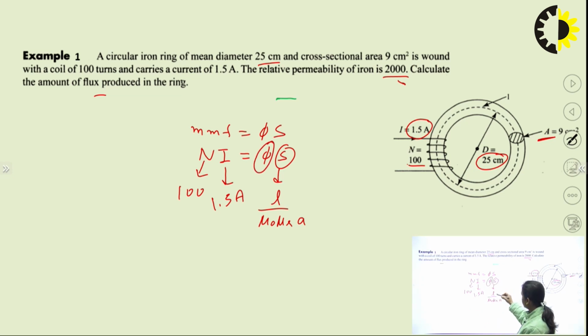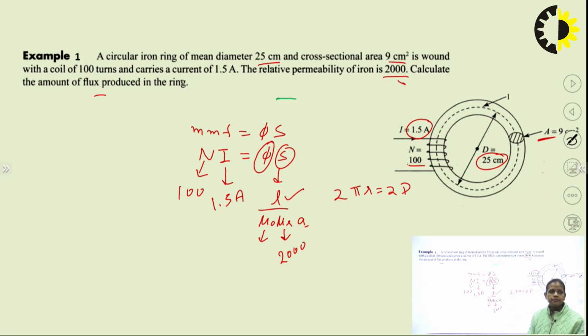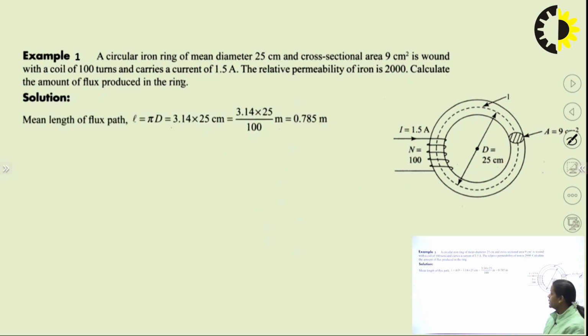For finding out S we need the mean length. The diameter is given, so the mean length is 2 pi r, or pi into d. Mu naught is 4 pi into 10 power minus 7. Mu r is given, that is 2000, and the area of cross section is also given, that is 9 centimeter square. So putting all these values we can find the amount of flux. First calculating the mean length, pi into d, and converting it into meter, the mean length is 0.785.